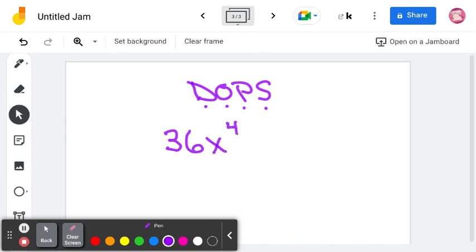36x to the 4 minus, remember, you got to have a minus sign, I don't know, 81y to the 10.